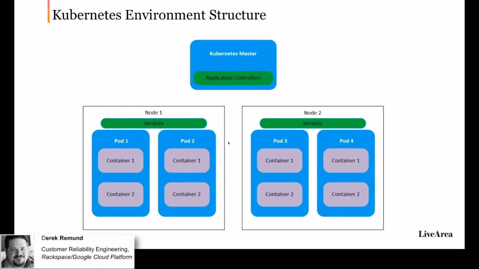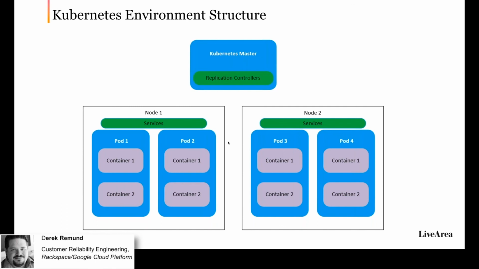When we look at the structure of a Kubernetes environment, I just want to briefly go over it so we're all on the same page. Essentially, you have a Kubernetes master, which runs replication controllers, and then you have various nodes that run the actual containers for the application. Those nodes group containers together into what are called pods, and those pods are used to expose services. When you talk about microservices, you could have a service that contains a definition of ports and protocols on which the application communicates with those services.